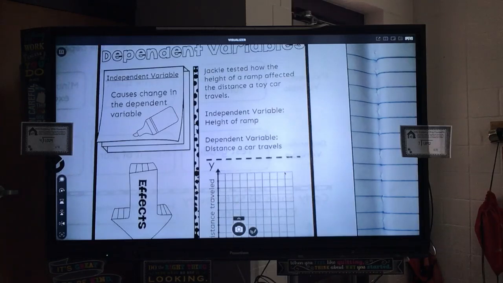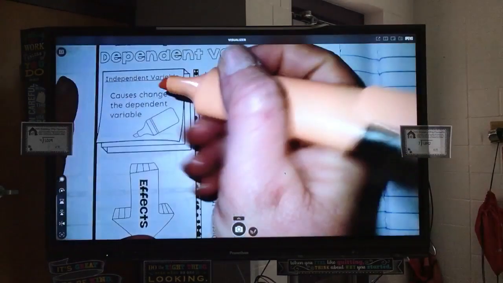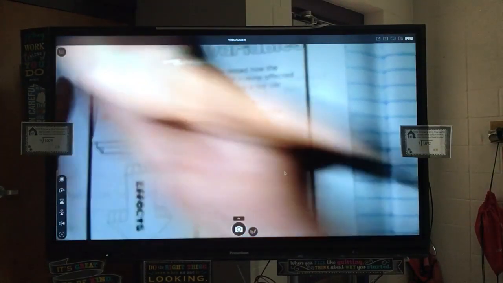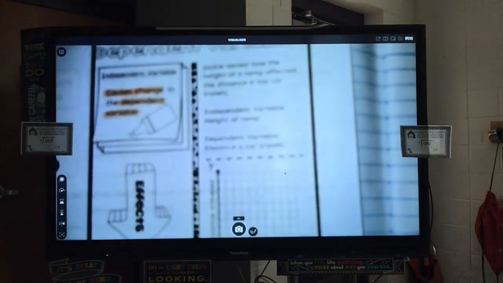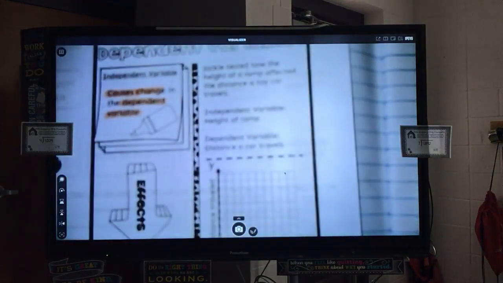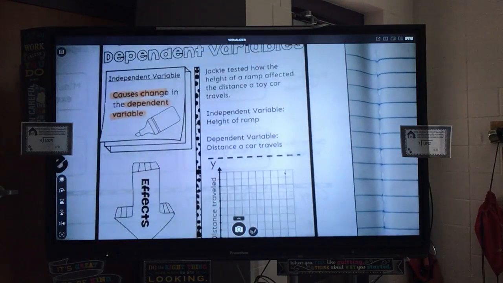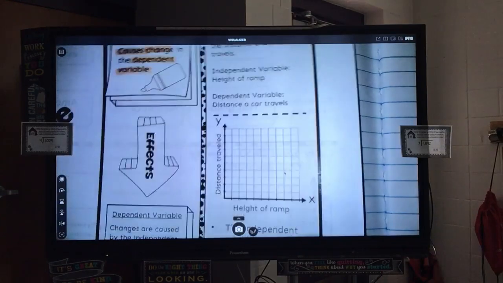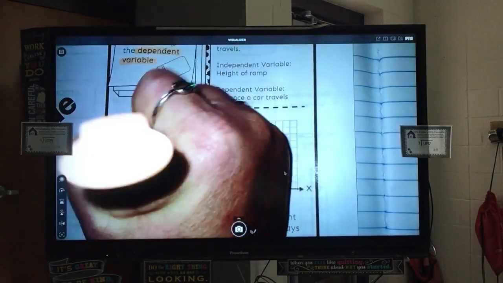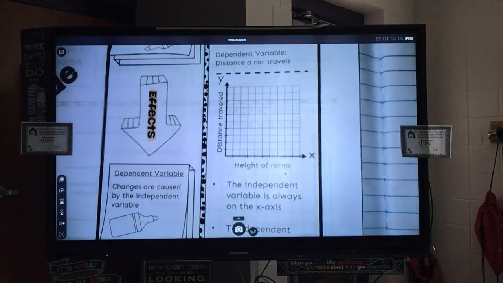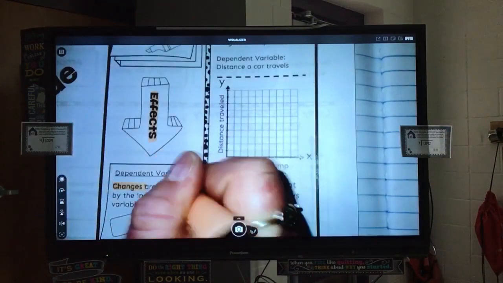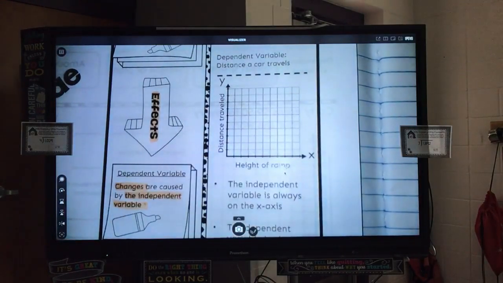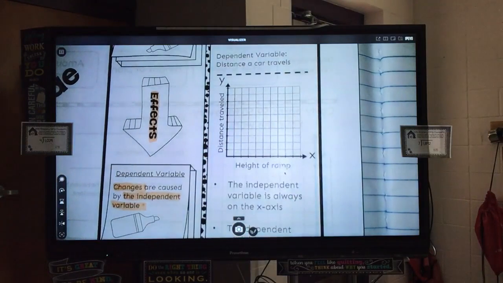So it says the independent variable causes change in the dependent variable. Alright, and then the independent variable obviously affects the dependent variable. And changes are caused by the independent variable. So again, the dependent variable depends on the independent variable.